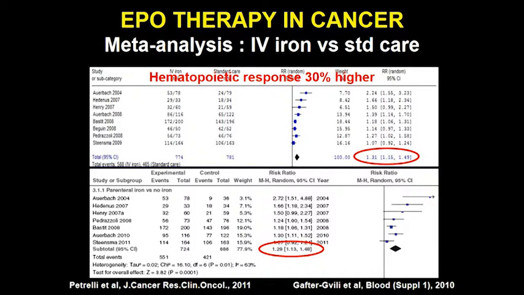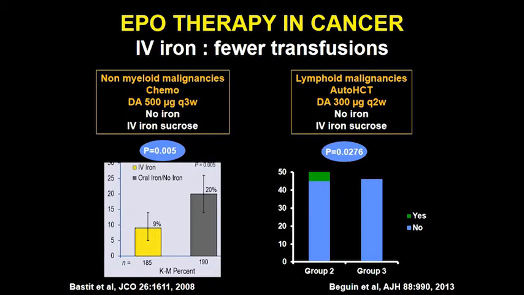This is a meta-analysis that collated all the randomized studies, 8 randomized studies, and hematopoietic response is 30% higher using IV iron compared to EPO on its own without IV iron. So not only is the response better, but it also makes it possible to reduce the number of perfusions. So EPO on its own can help reduce the number of perfusions, but thanks to IV iron, you can reduce the need for more perfusions compared to EPO on its own.